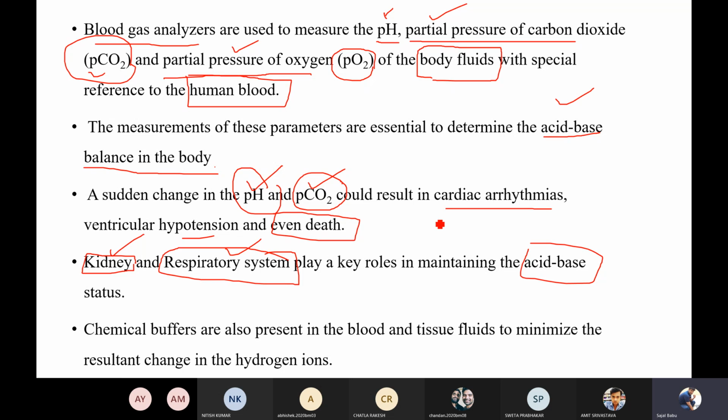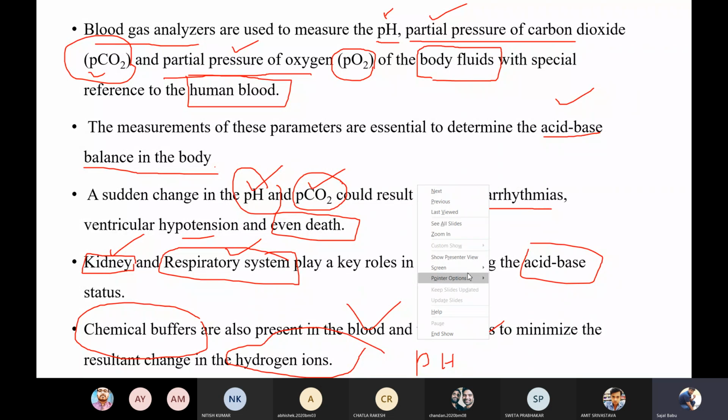And there may be some chemical buffers. If you are taking blood or any tissue fluids, there will be a chemical buffer, and that buffer is also going to minimize the change in the hydrogen ions, because the hydrogen ions are going to affect your pH value, right? So the chemical buffers which are present in your fluids are going to control your hydrogen ions. So this is the interaction part.